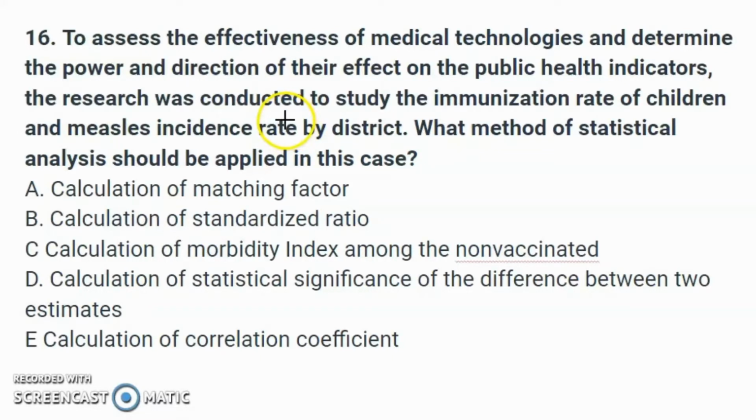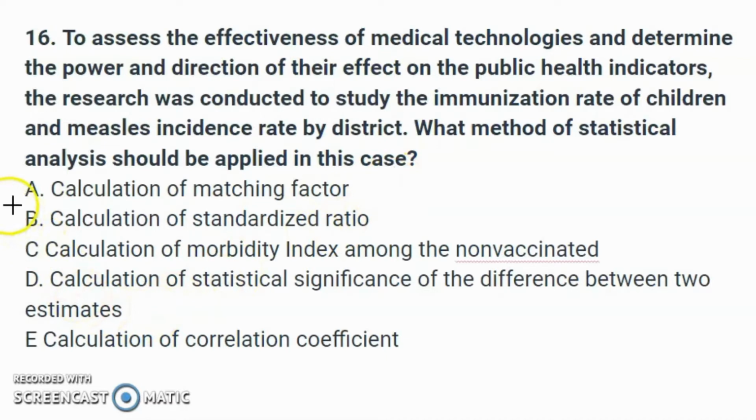Dear student, to assess the effectiveness of medical technologies and determine the power and direction of their effect on public health indicators, the research was conducted to study the immunization rate of children and measles incidence rate by district. What method of statistical analysis should be applied in this case?